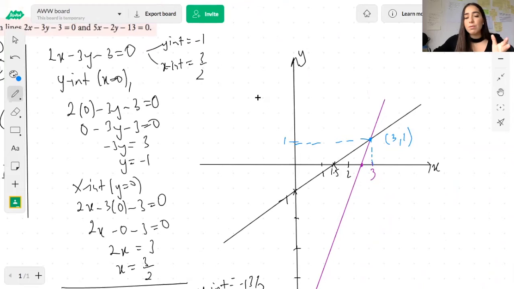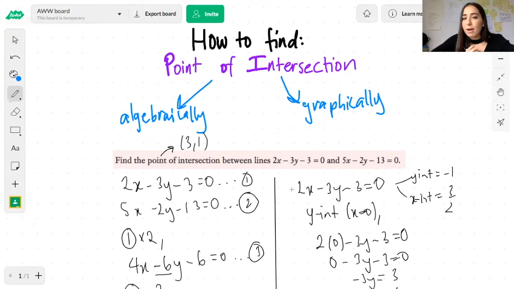The only thing with solving for a point of intersection graphically is you really need to ensure that your graph is quite accurate. Otherwise, your numbers are not going to be very precise. You know, it's going to be off. So if it's asking for the point of intersection and it hasn't specified how to find it, I would strongly recommend doing it algebraically. So that's basically how you find the point of intersection. We'll look at one more example.